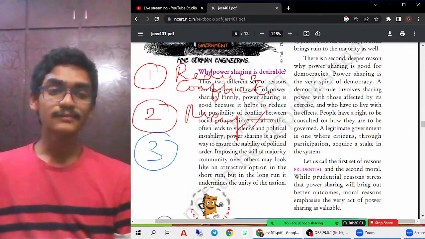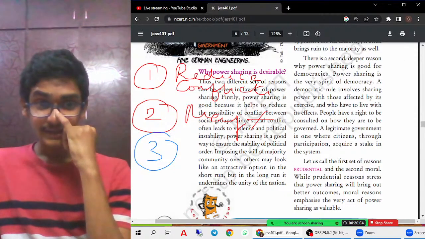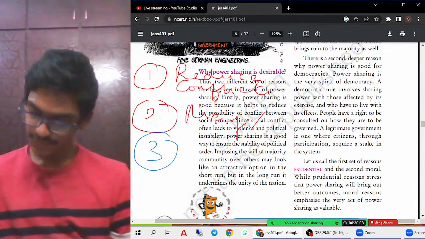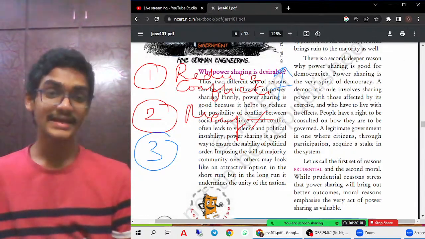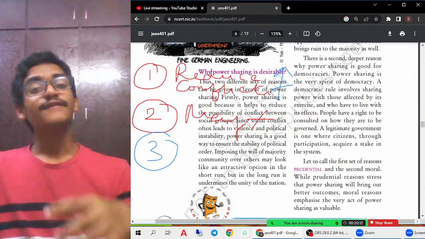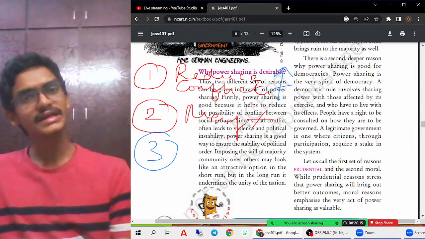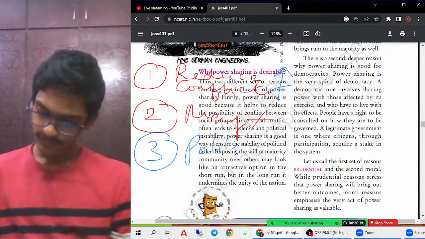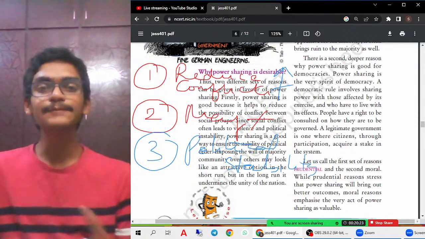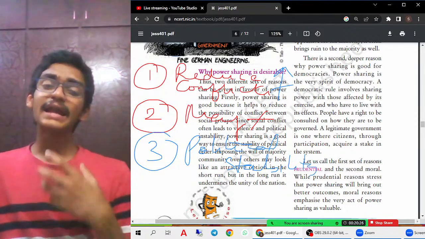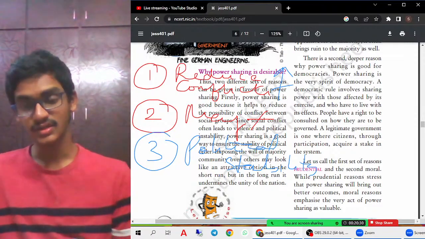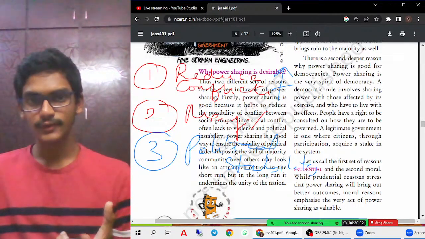The second important thing is that power sharing will bring political stability. If there are more conflicts, it will bring political instability. If power sharing is there, it helps in political stability. Political stability will help in the easy process of administration also. Different people have to be consulted in arriving at a decision, but it will help in the easy administration process.